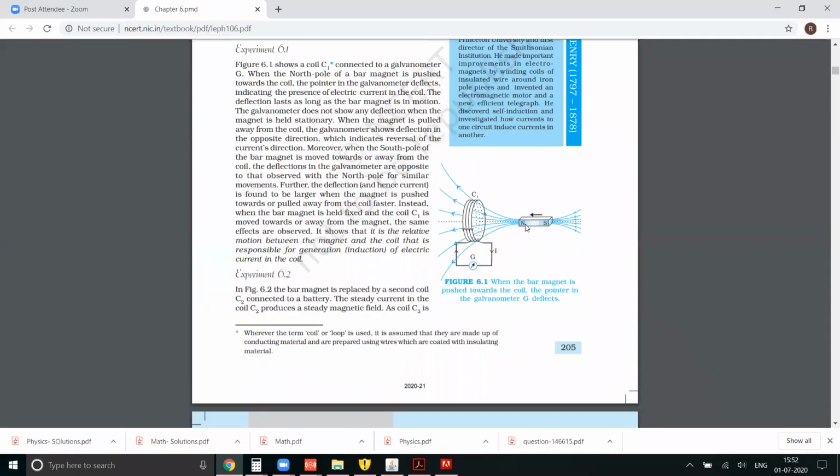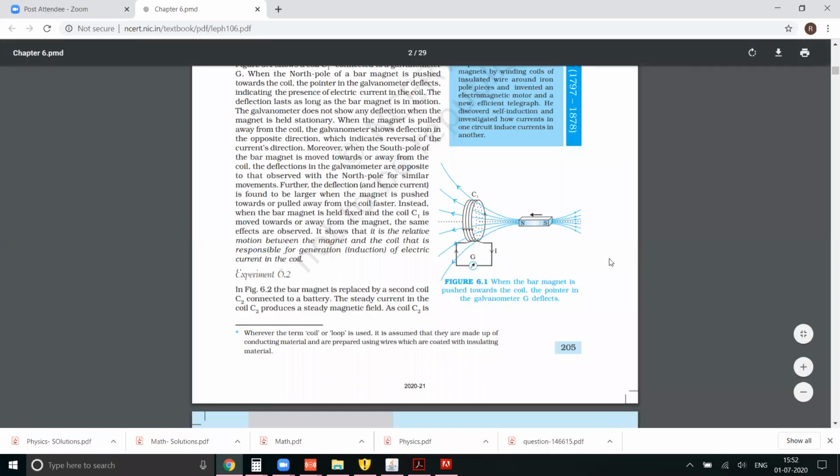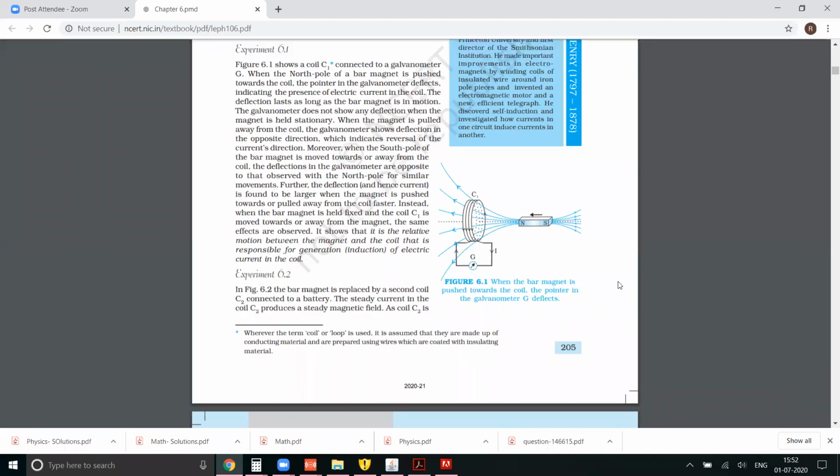In the same way, if you try to move it away, you're trying to decrease the flux. But in both cases, what are you doing? You're changing the flux with respect to time. So if there is a change in flux taking place with respect to the coil, change in what flux? Magnetic flux. Only magnetic flux. This concept will not occur for electric flux. The change in magnetic flux is what is giving rise to the current.